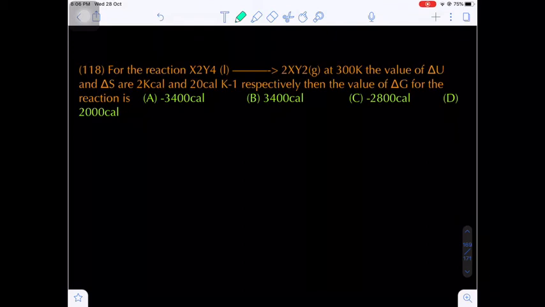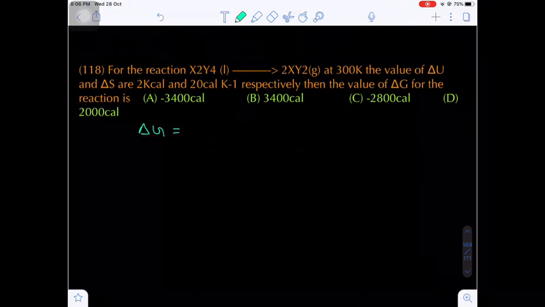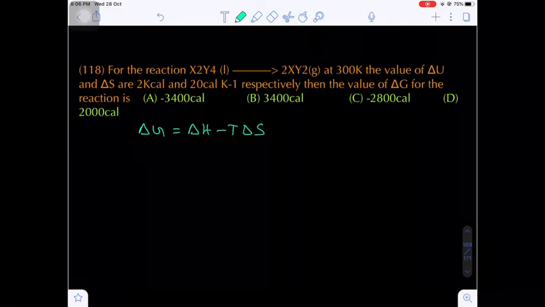The values of delta U and delta S are given as 2 kilocalorie and 20 calorie per Kelvin respectively. Find the delta G value. How to find the delta G? Delta G equal to delta H minus T delta S. Yes or no? But in the question, delta U is given.